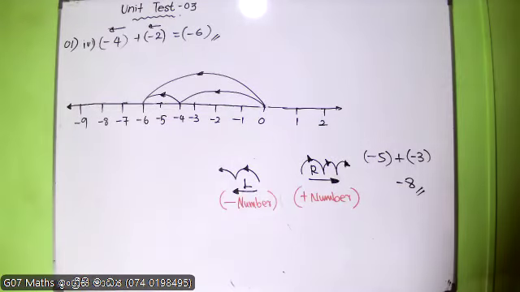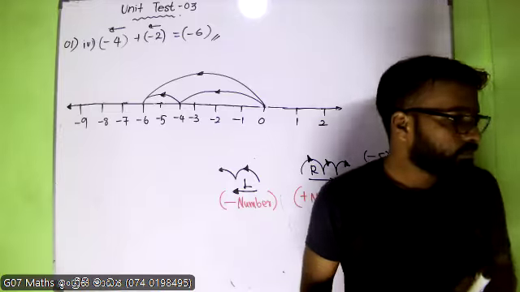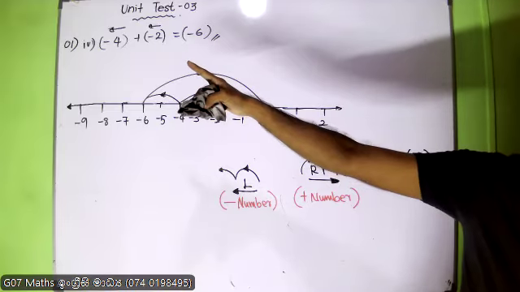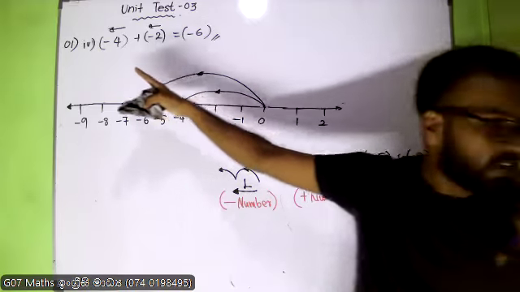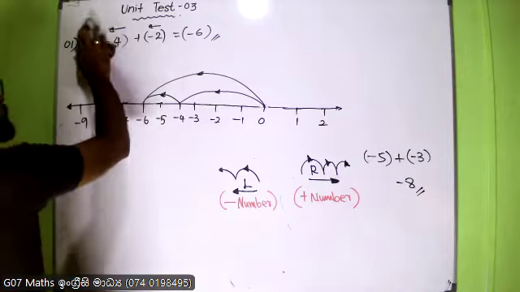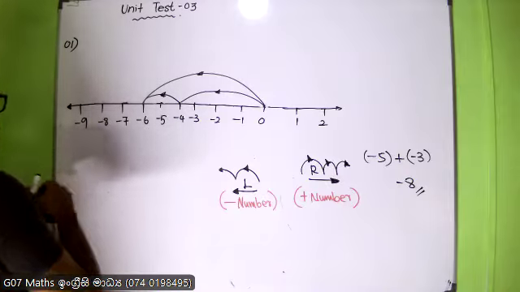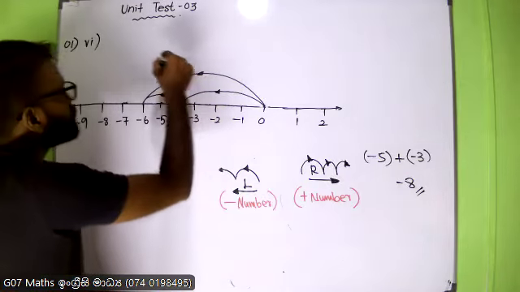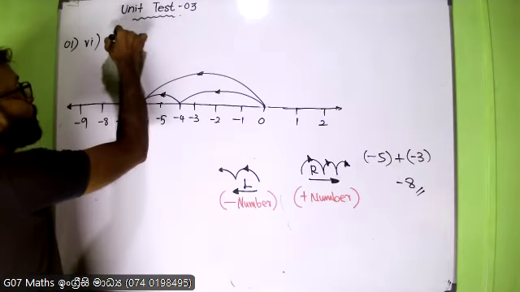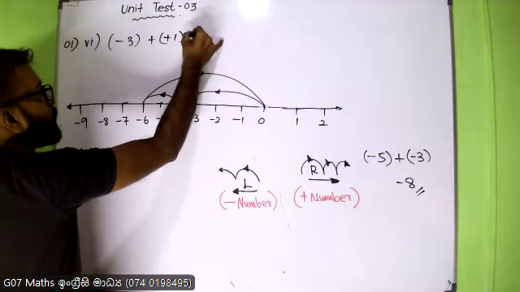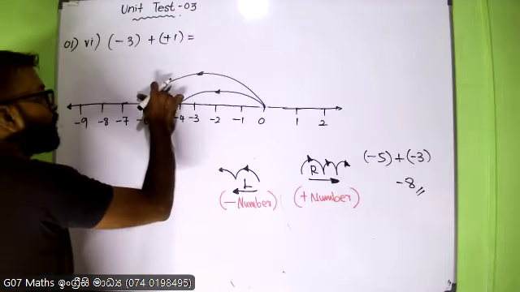Sorry, this is the fifth one, right? And the sixth one is negative 3 plus positive 1. Negative 3 plus positive 1.